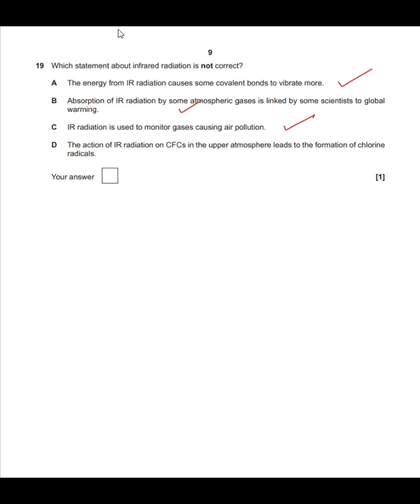The action of infrared radiation on CFCs in the upper atmosphere leads to the formation of chlorine radicals. It's not infrared, it's UV that leads to the formation of chlorine radicals. So even if you weren't sure about those, this is the clear incorrect answer. So D.